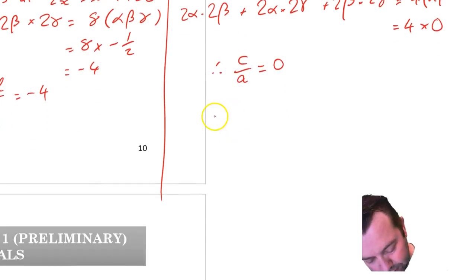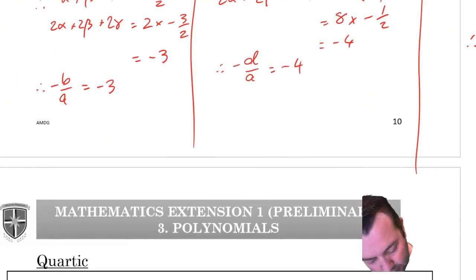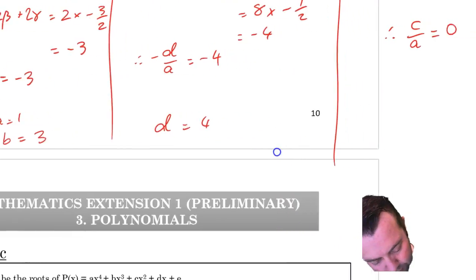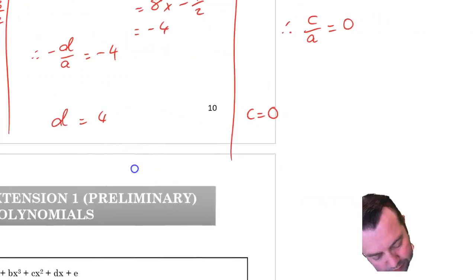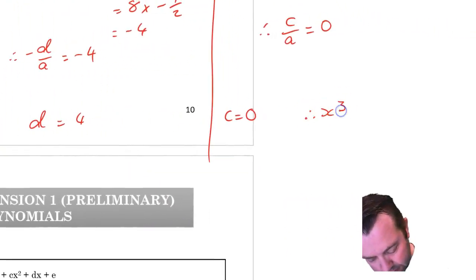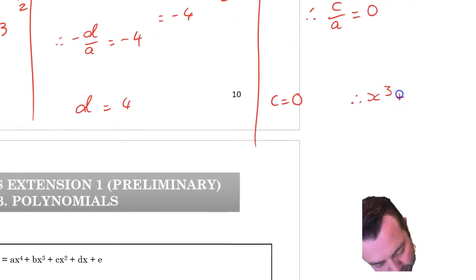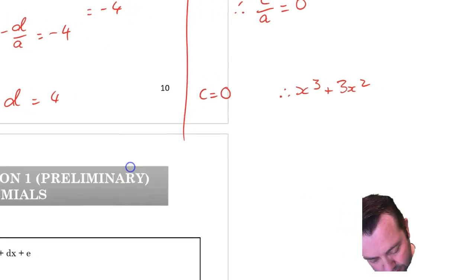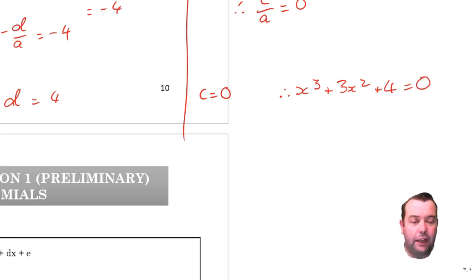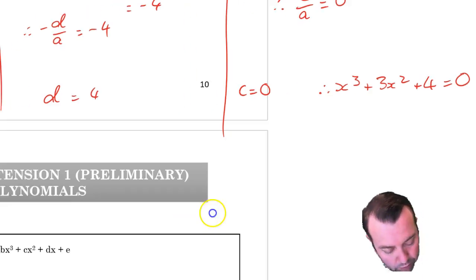Now, I'm going to wrap all this up. I'm going to say, let a equal 1, then b equals 3, d equals 4, c equals 0, therefore x cubed plus 3x squared, now there's no x term, plus 4 equals 0. That is our cubic with double the roots.